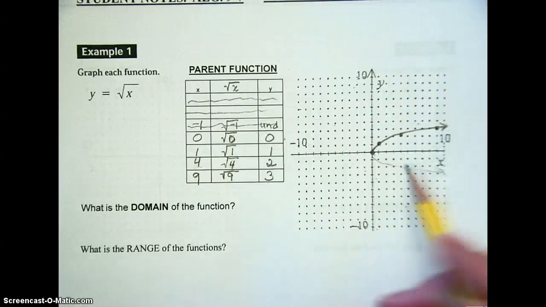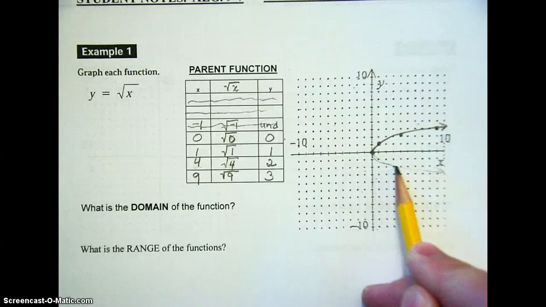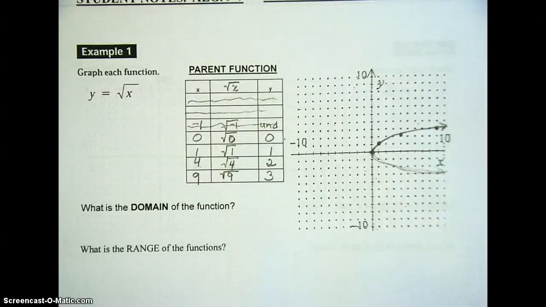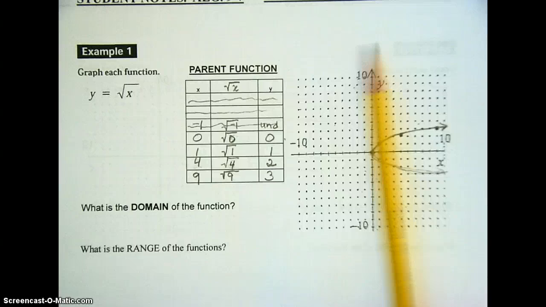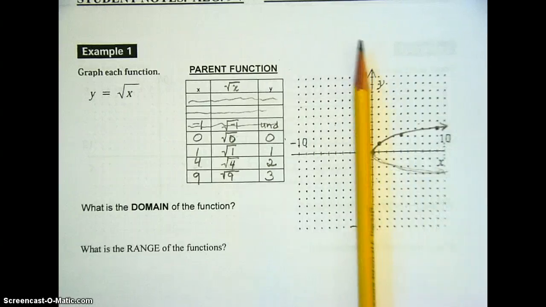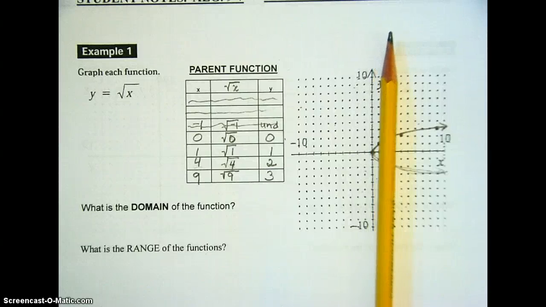This is not part of our graph, but let me sketch that in there. There were a couple of rules when we said that an equation was a function. It has to pass the vertical line test. How many remember the vertical line test?